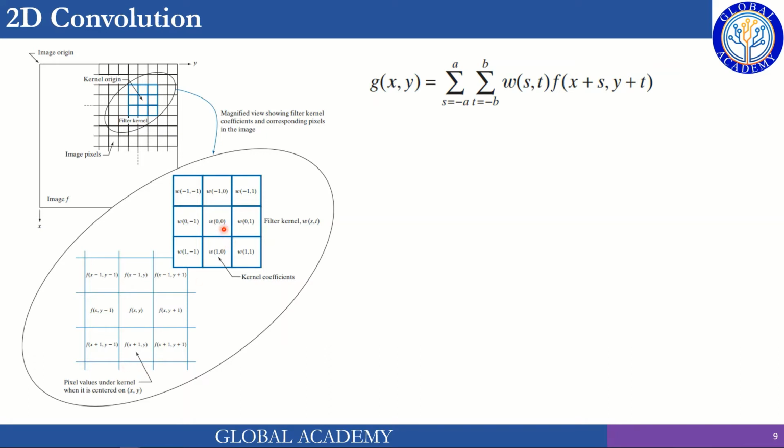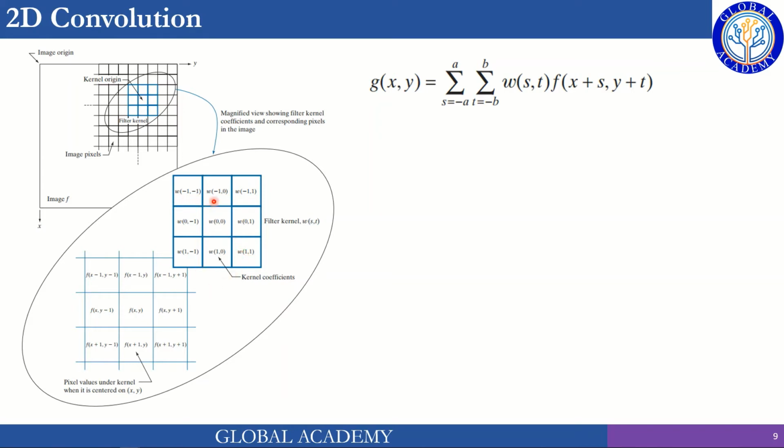Now we have this 3x3 template, a kernel, a mask. Its center value is w of 0,0, and the first index is increasing in this direction, so that's minus 1 and that's plus 1. Similarly the y index is increasing in this direction and the x index is increasing in this direction, so x is minus 1, x is 0 and x is plus 1, and similarly this is the minus 1 location and plus 1, plus 1.